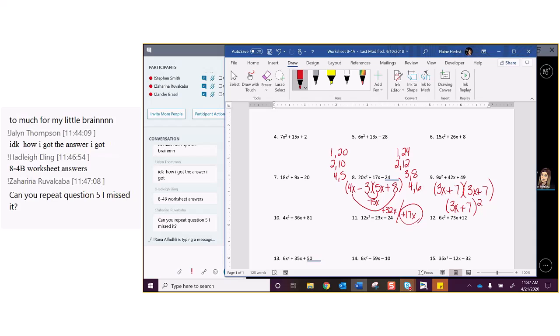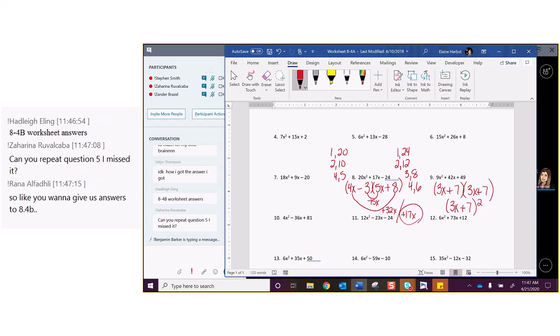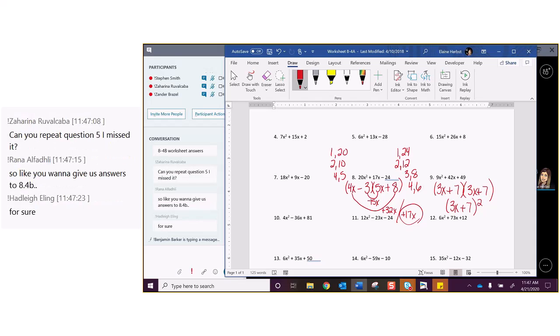Can you repeat question 5? Yes, question 5. No, Rana, but funny. Question 5: 2x plus 7 times 3x minus 4.